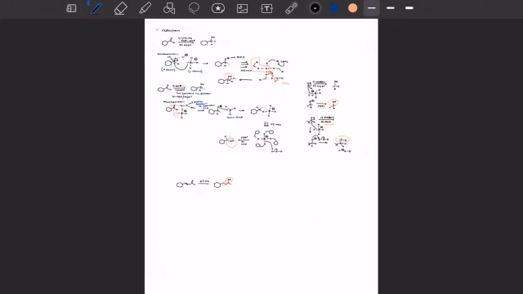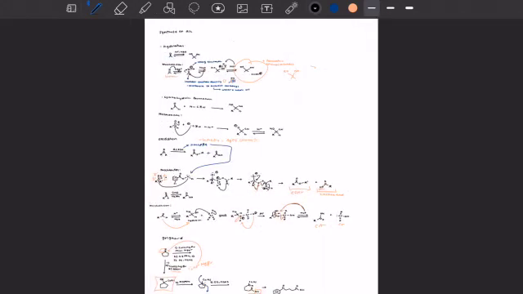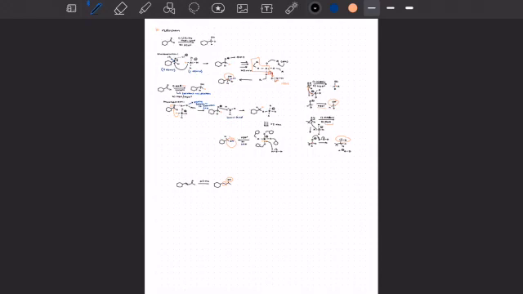So this was just a general overview on the synthesis of alcohol from aldehydes and ketones. Again, you can use the hydration reaction, cyanohydrin formation, oxidation, Grignard, or the general reduction of a carbonyl to form that alcohol.